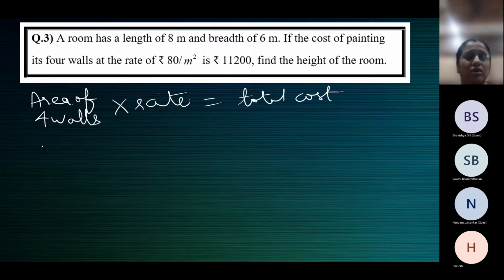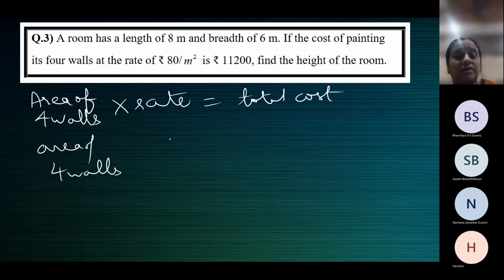Now, what is the area of 4 walls? I don't know, because only length and breadth is given. Height is not given. Then how can you find the area of 4 walls? The formula is 2h into L plus B. We don't know the value of h. So just write area of 4 walls. Area of 4 walls is equal to, into, what is the rate? 80 rupees is equal to the total cost, 11,200.